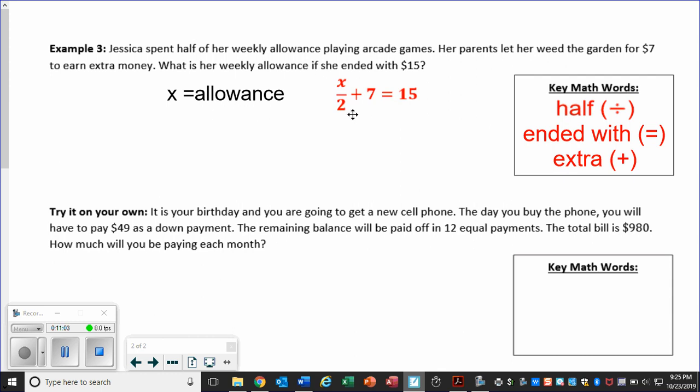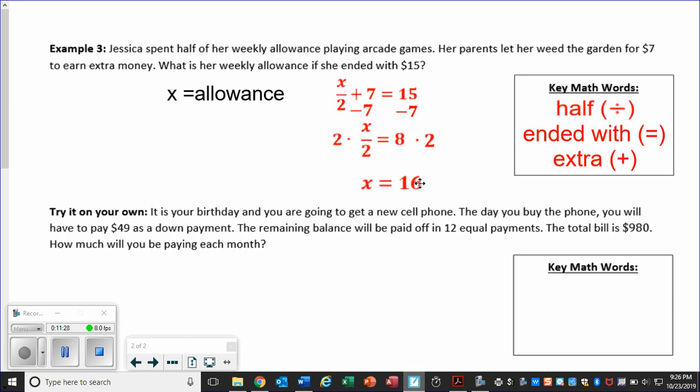So now I'm going to go ahead and solve. First, I'm going to get rid of this plus 7 by doing the opposite. Subtract 7. So now I have X over 2 equals 8. Then I'm going to undo this divided by 2 by multiplying by 2 on both sides. The 2's will disappear, leaving just the X. So X will equal 16.